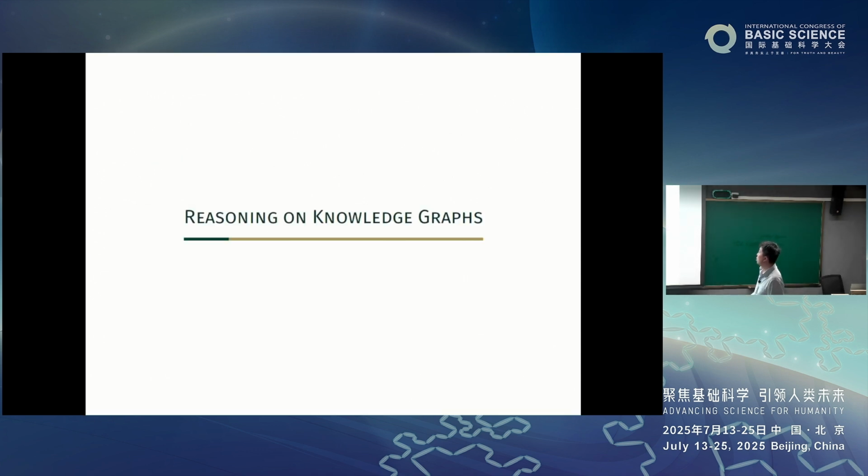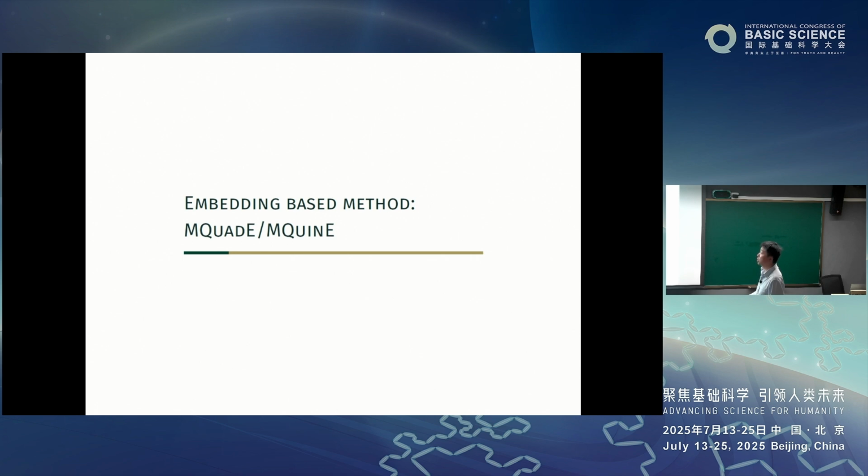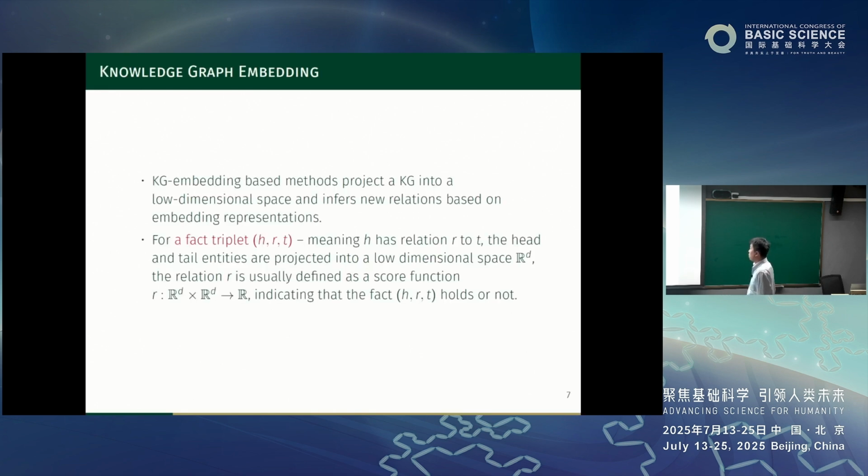Okay, reasoning on knowledge graph. First one is embedding-based methods. What is an embedding-based method? It tries to project a knowledge graph into a low-dimensional space and infer new relations based on embedding vectors. For a fact triple, you see here head, tail, and relation. I already explained this: H has relation R to T.